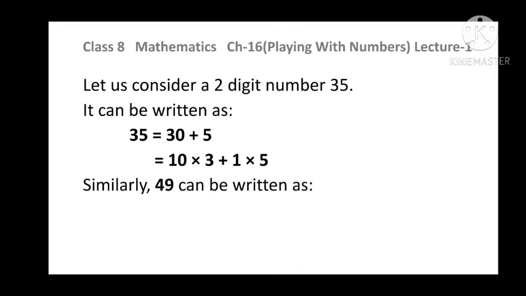Let us take another example. 49 can be written as 49 is equal to 40 plus 9 is equal to 10 into 4 plus 1 into 9. As 4 is at tens place, so it will be multiplied by 10, and as 9 is at ones place, so it will be multiplied by 1. So 49 will be written in generalized form as 10 into 4 plus 1 into 9.